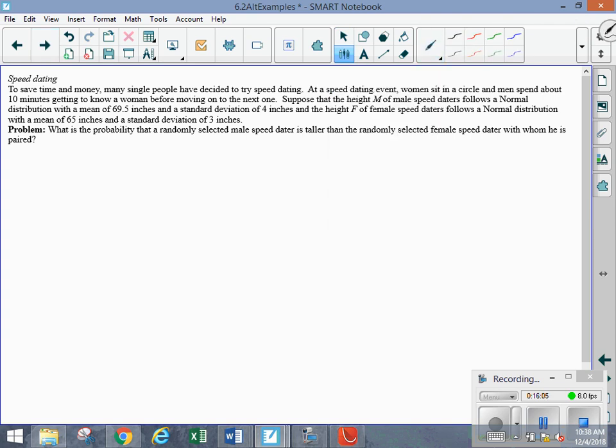Anyhow, these women are sitting in a circle. And men are spending about 10 minutes getting to know a woman before moving on to the next one. Let's suppose the height M of male speed daters follows a normal distribution. So, let's put our men. Normal distribution with a mean of 69.5 and a standard deviation of 4.